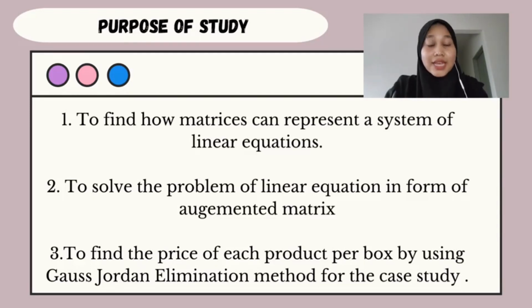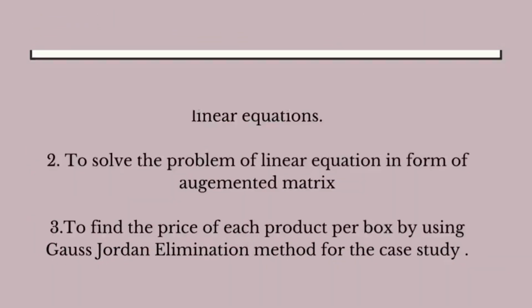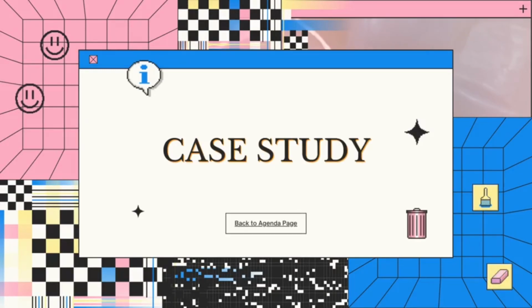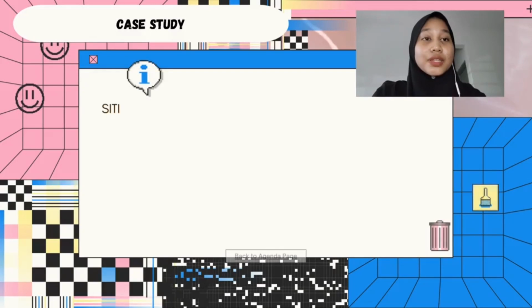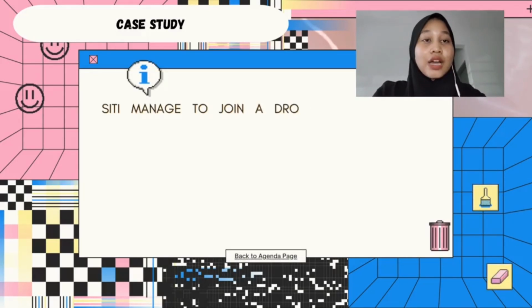Last but not least, this chapter helps to find the price of each product per box by using the Gauss-Jordan elimination method in the case study. Now, I'm going to read the case study that we got for this chapter.